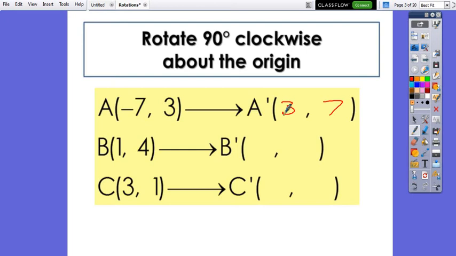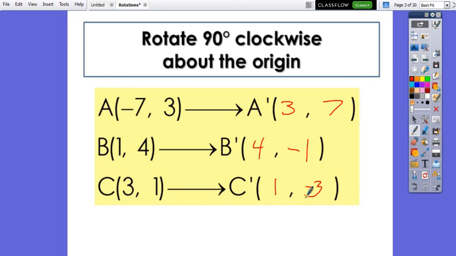All right, so what do I do with the 1? Swap it and change it. Okay? So it becomes -1 in the second place. What about the 4? Same. Alright. So what's C prime going to be? 1, 3. Excellent. There you go.